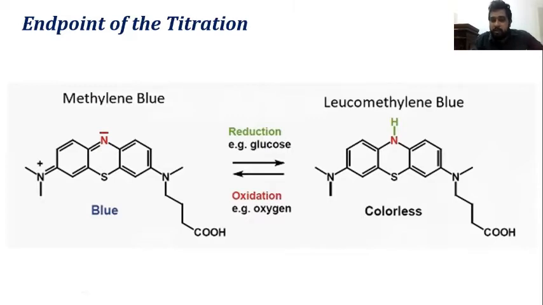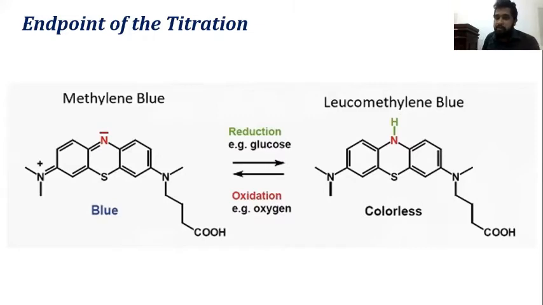Is that clear? Then this leucomethylene blue is very unstable. Okay, by reacting with atmospheric oxygen it can convert into methylene blue. Therefore, we have to provide a heated condition. That is the reason we titrate while heating this. Okay, there are other reasons also. I will tell you that also.